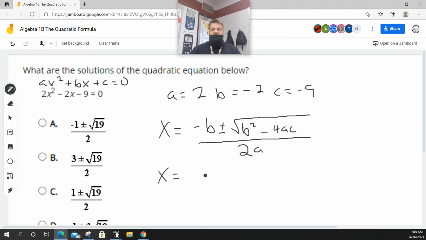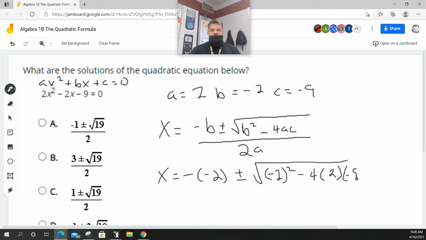All right, so I'm going to say negative, B is negative 2, plus or minus the square root of negative 2 squared. Mr. Adams has to put that in the parentheses, okay? Minus 4 times A, which is 2, times C, which is negative 9, all over 2 times A, which is 2.